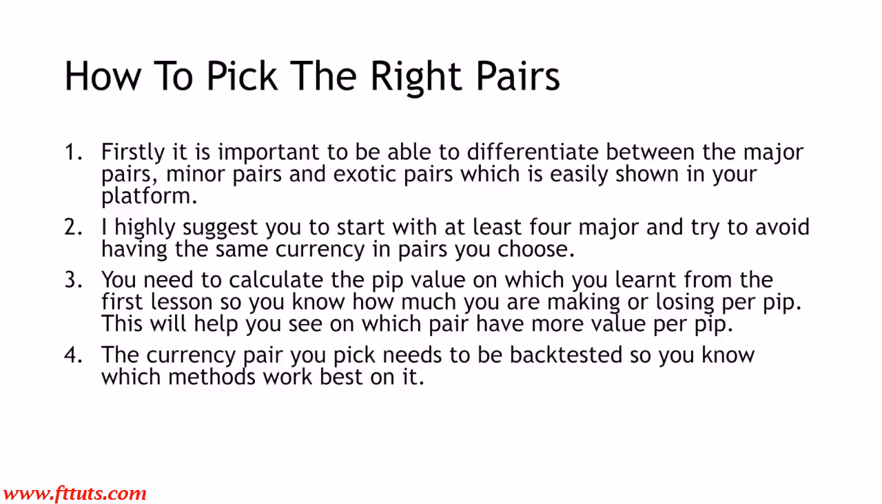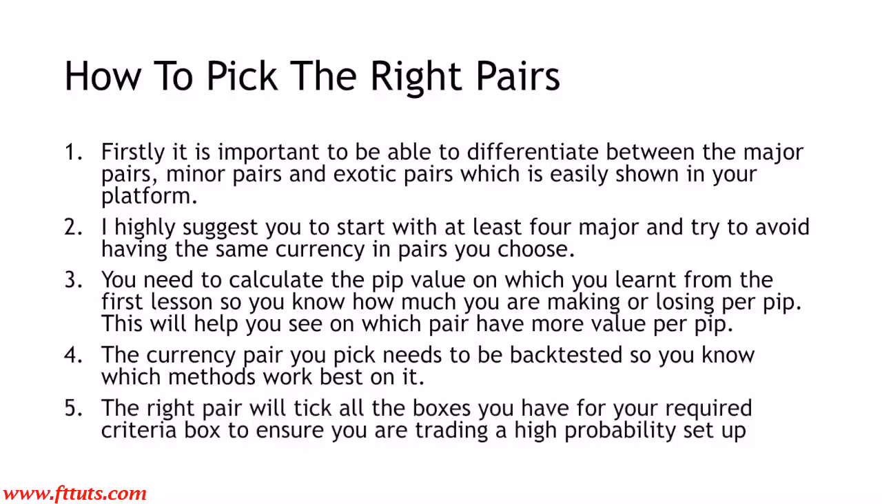The currency pair you pick needs to be backtested, so you know which methods work best. This is the most important one. When you pick a specific currency, you need to actually backtest and know about it. So when you're placing trades, you're confident, you know what works, what doesn't work, what strategy to employ, how to enter, how to exit, and all these things. The right pair will tick all the boxes in your required criteria to ensure you are taking a high probability setup. So this is what the right pair is going to do: it's going to tick all the boxes, and at the same time allow you to be trading high probability setups, which is what we need.